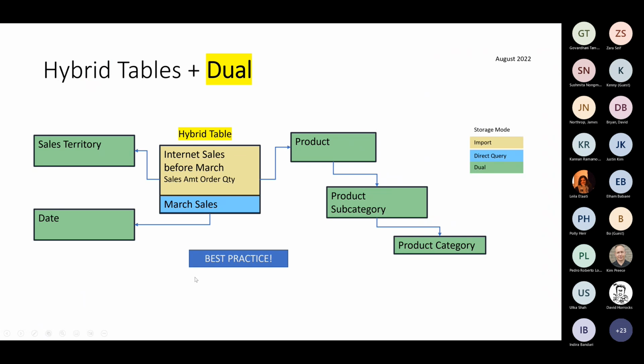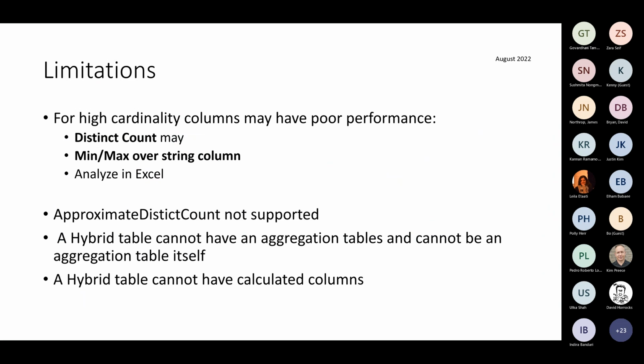To summarize, you can set up incremental refresh on a table. You can enable it with or without the hybrid option. The interface makes it super easy to enable hybrid from Power BI Desktop. As a reminder, everything connecting to it should be set to dual for the best possible performance. There are some limitations that may change in future, but currently, if you set up hybrid tables, distinct counts or min-max over string columns may not perform well. Analyze in Excel may not perform well.